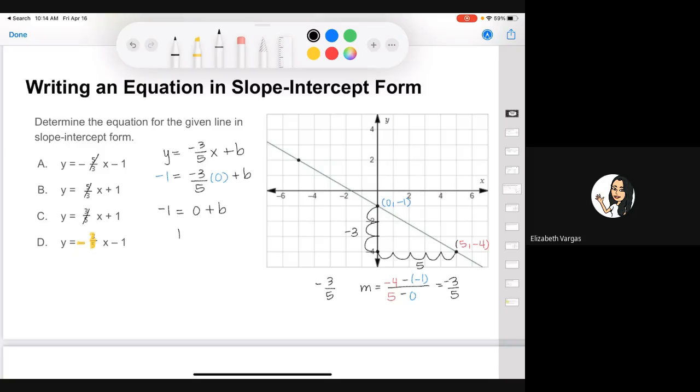And so there you'll see that -1 equals B. So B is equal to -1, and so now your new equation is x minus 1, which is what your answer choice D is. Okay, any questions here? So you want to pick 2 points on that line, identify your slope, and then identify your B by plugging it into slope-intercept form. Okay?